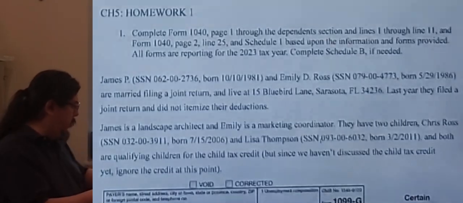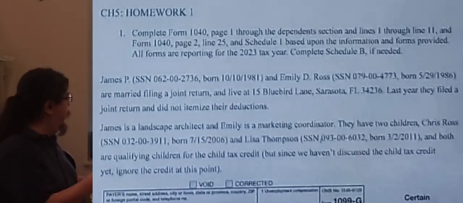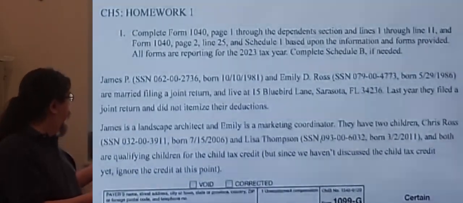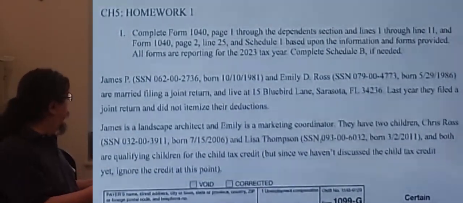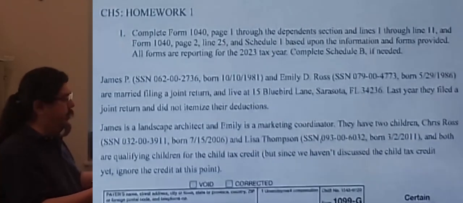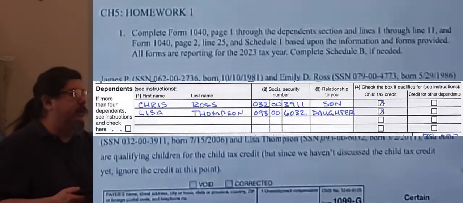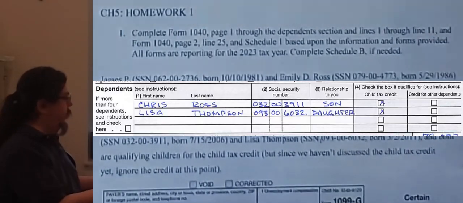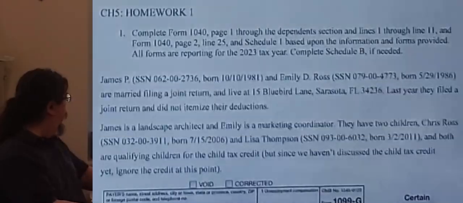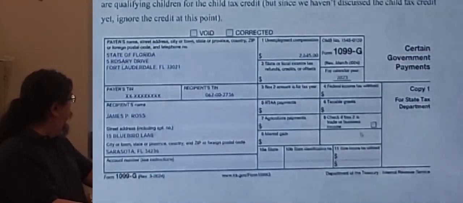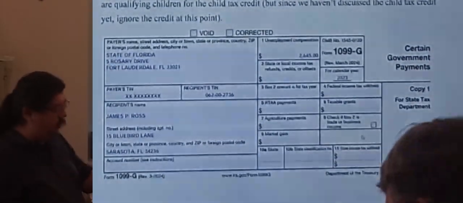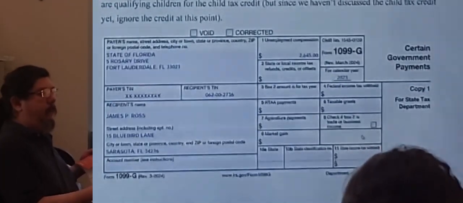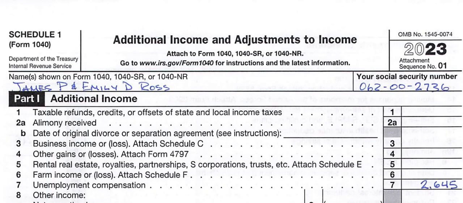Chapter 5, Homework 1: James and Emily Ross are filing a joint return. They have 2 children, Chris and Lisa. They both qualify for the child tax credit, so you're going to list them in the dependents section and mark the box for child tax credit. They have a 1099-G for unemployment. Where would that go on the tax return? Schedule 1. Correct.